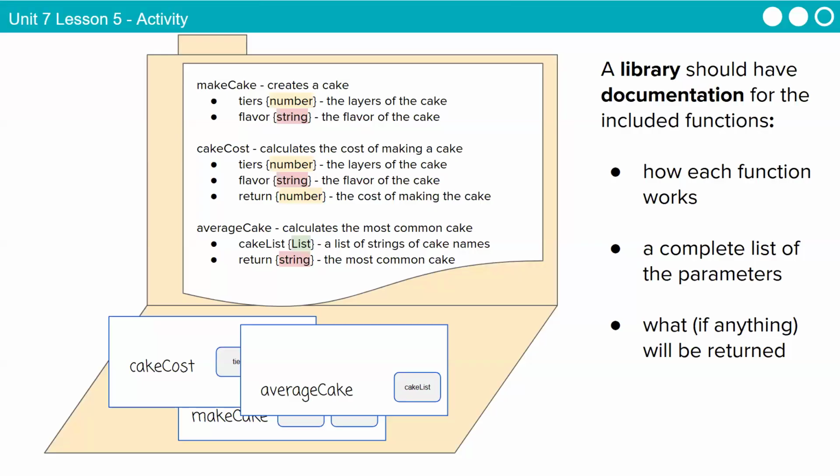A library should have documentation for all the included functions. You can see the functions here and the documentation in the top of the folder. This documentation should include how each function works, a complete list of the parameters, and what, if anything, will be returned. You'll see that code.org consistently uses this formatting. The name of the function, a little description of what it does. Then it lists out the parameters, and for each parameter, it puts in curly braces the data type of that parameter. Then finally, if there are any return values, it puts those at the end of the documentation for that function.